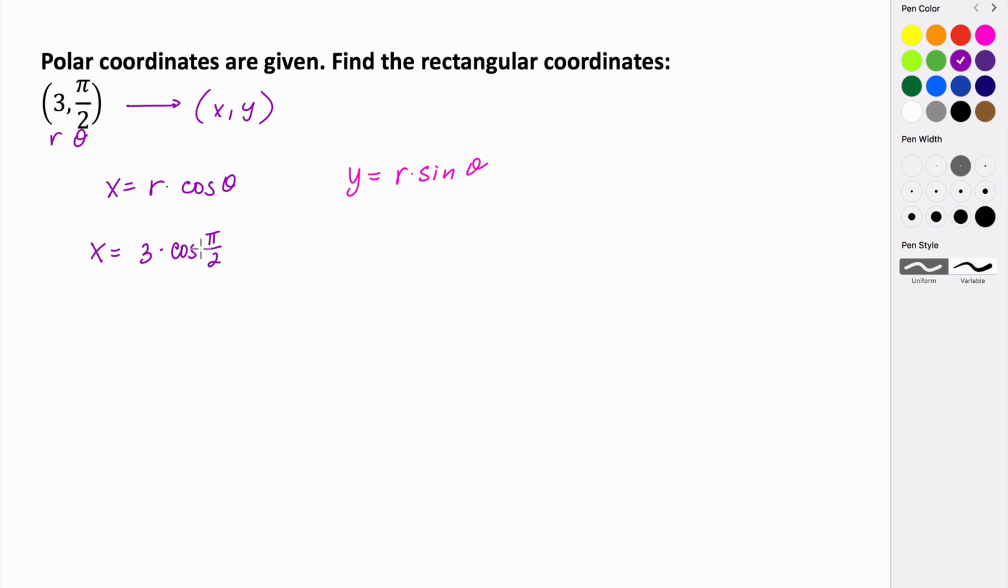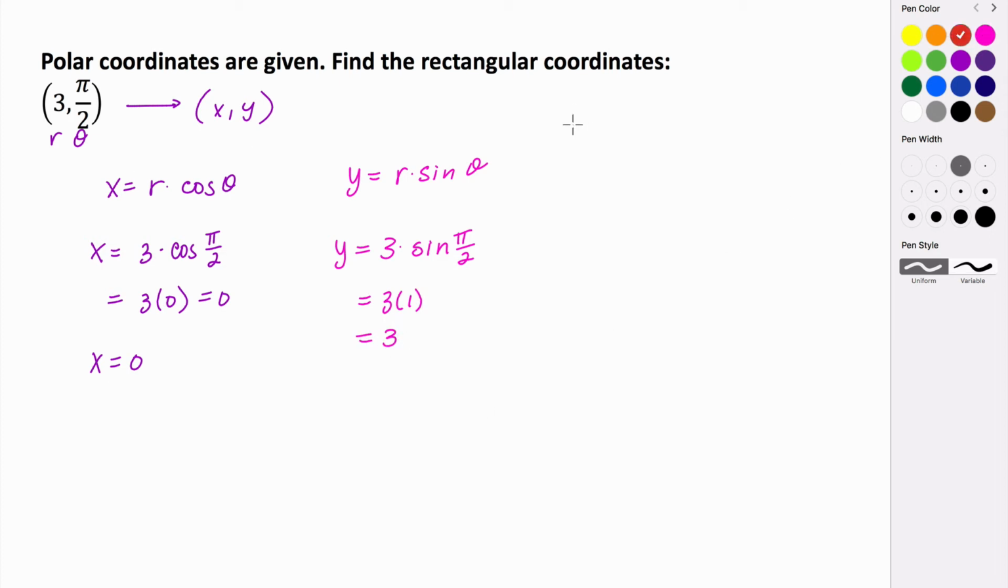At pi over 2, or 90 degrees, the x coordinate, which is cosine, is 0. So this is 3 times 0, which is 0. So our x coordinate is 0 here. For the y, it's y equals 3 times the sine of pi over 2. The y coordinate at pi over 2 is 1. So this is 3 times 1, which is 3.